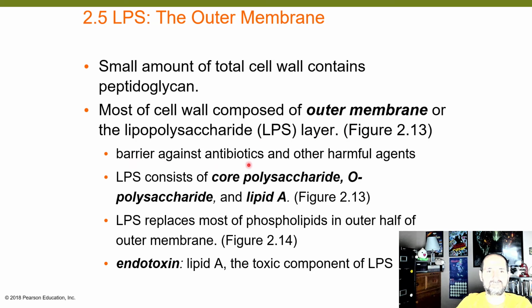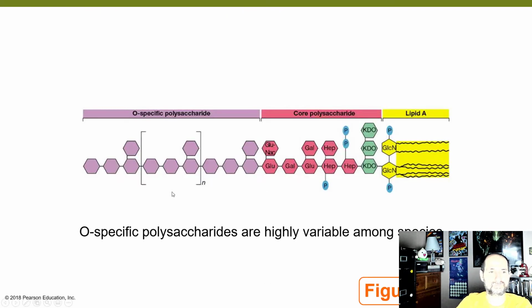This is a barrier against antibiotics and other harmful agents. The LPS consists of 3 parts: a core polysaccharide, an O polysaccharide, and a lipid A, also known as endotoxin. It's a very toxic compound. So the LPS replaces most of the phospholipids in the outer half of the outer membrane. I'm going to show you an image of this. And don't forget, the lipid A portion of the LPS is known as endotoxin. It's a very toxic component of the LPS. It's toxic to us humans.